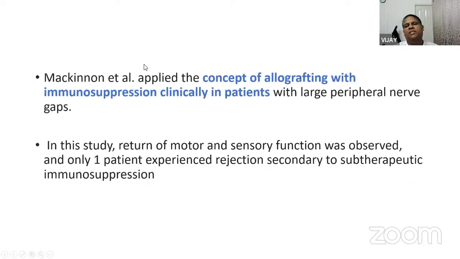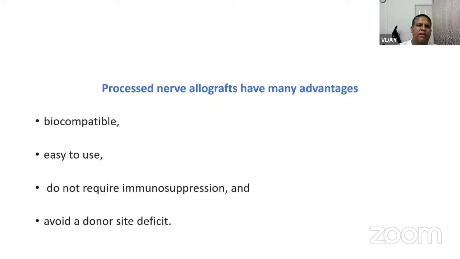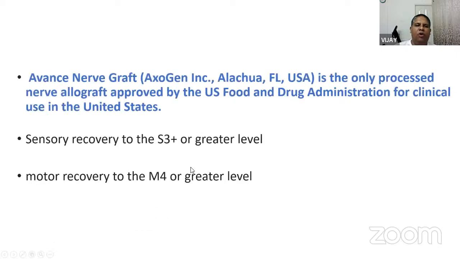Susan Mackinnon applied the same concept of allografting with immunosuppression, and good results were achieved in her study. Processed allografts now have many advantages. They are biocompatible, easy to use, do not require immunosuppression, and avoid donor deficit. The commonly available allograft is Avance nerve graft, which is approved by the USA. When it is used for sensory nerves, the recovery is S3+, whereas when it is used for motor, the recovery is M4+.